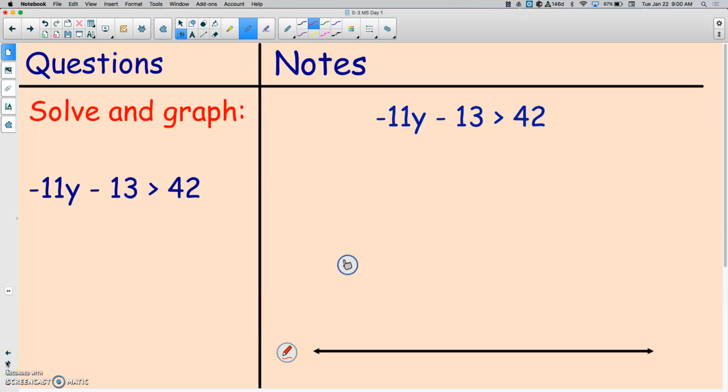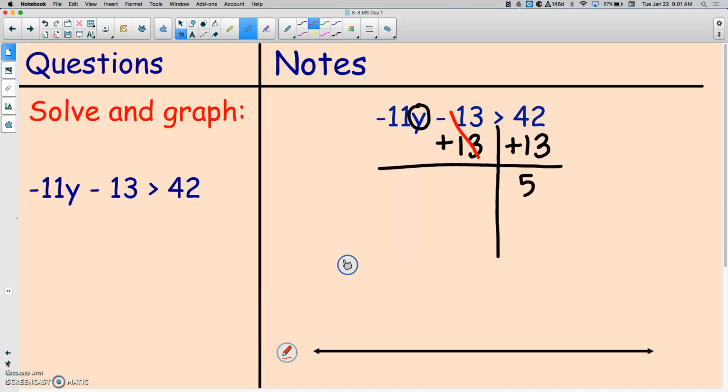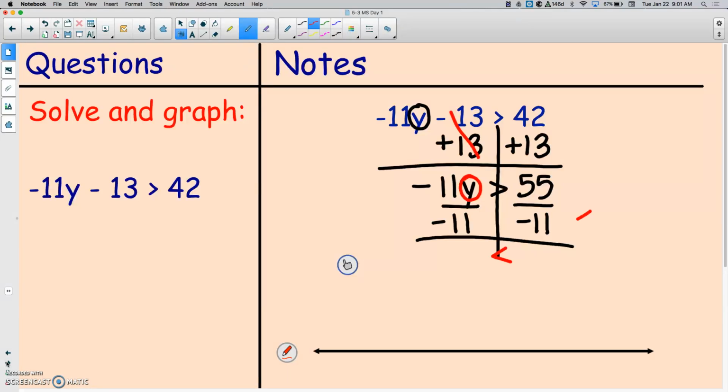My second example, circle the variable, draw the line. This time, the inverse of subtracting 13 is adding 13. So I can add 13 on both sides, which gives me 55. Adding does not change my inequality symbol. Now for my second step, I do need to change the symbol because I'm dividing by a negative number. Dividing both sides by negative 11 switches my inequality symbol.